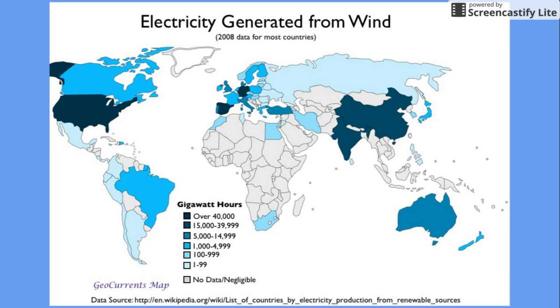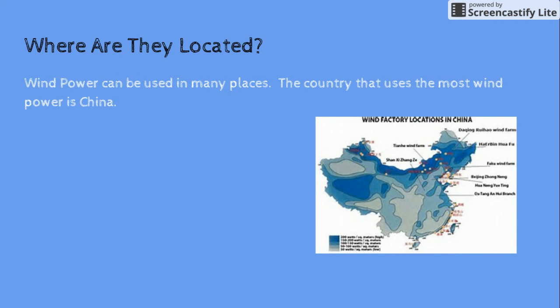This is a map of where in the world wind energy is used. The dark blue areas, such as here and here, are where it is used the most. And this here is China. An interesting fact is that this is where windmills were first developed, which is probably why this is also the area that uses the most wind energy. And it's still increasing. Of course, it can still be used in many places. You just have to have a flat area and wind.